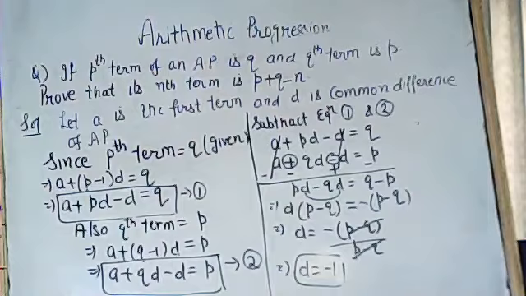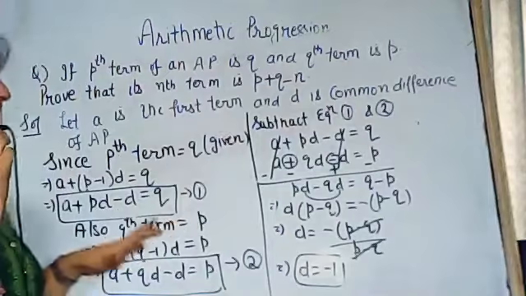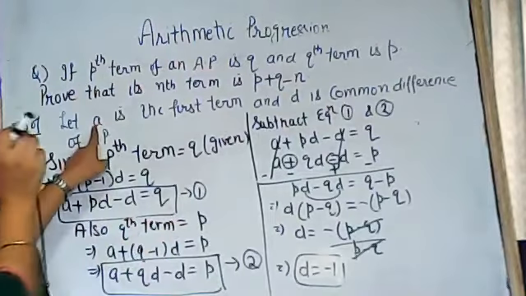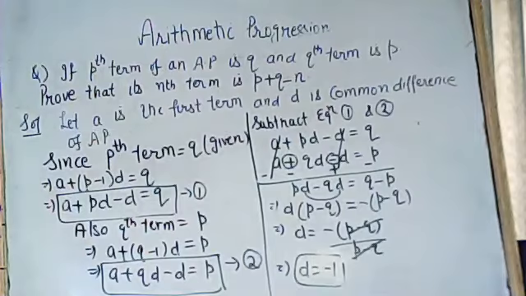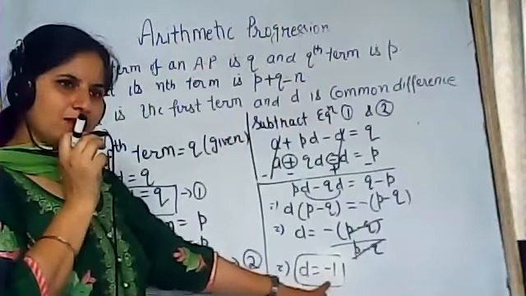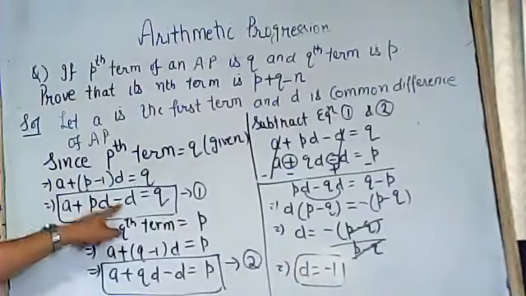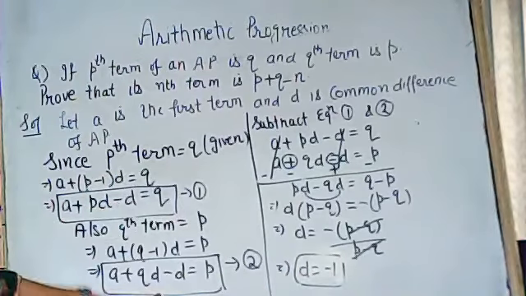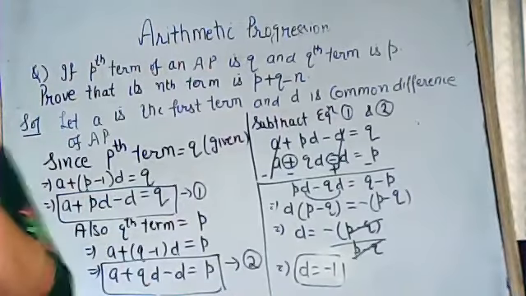So in first step, we have calculated the common difference, that is the value of D. And now what is the next step? Now we shall calculate the value of A, which is our first term. Now how can we calculate the value of A? D is calculated. Now substitute the value of D either in equation number 1 or equation number 2. Fill it in either one, you will get the value of A also. So let us start with the next step.